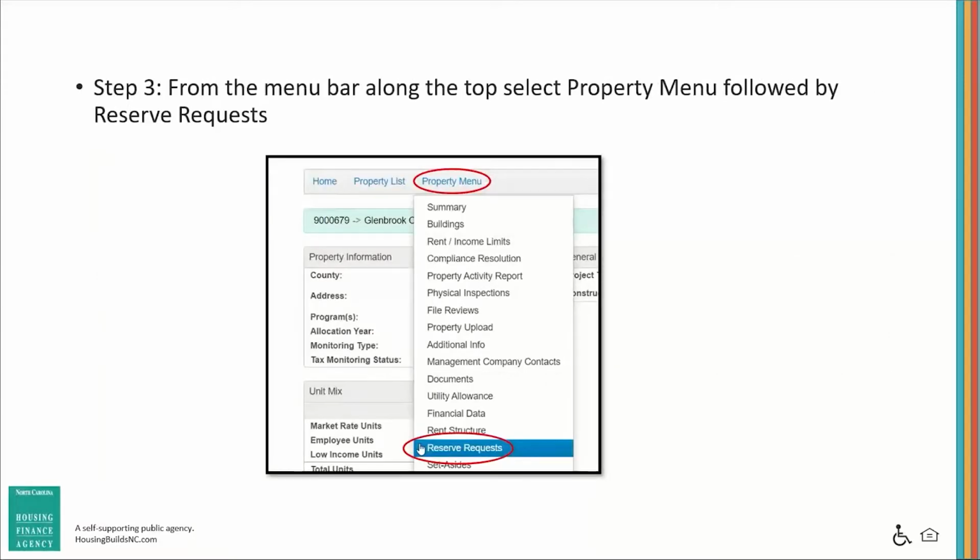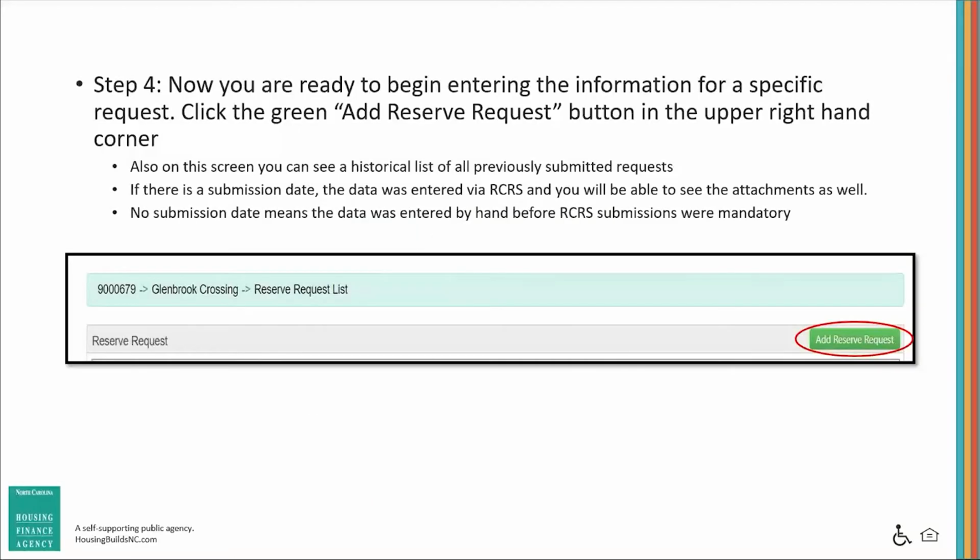It will bring up another menu where it'll show home, property list, and property menu along the top. If you click property menu and then go all the way down to reserve requests and click reserve requests, that will bring you to the reserve request page, which is where you're going to begin entering the information for a specific request. So in order to do that, you're going to click the Add Reserve Request button in the upper right-hand corner.